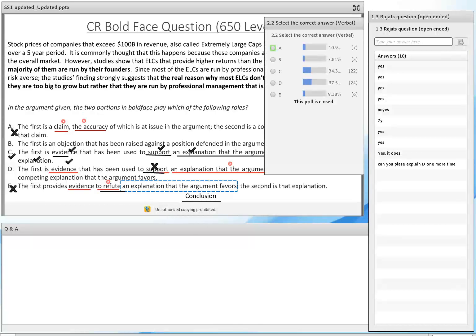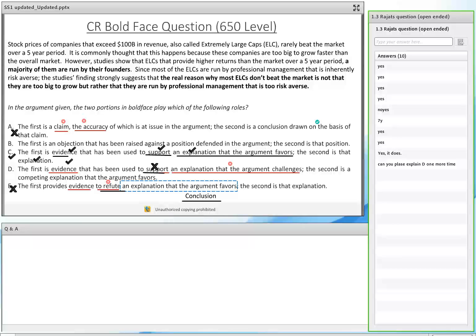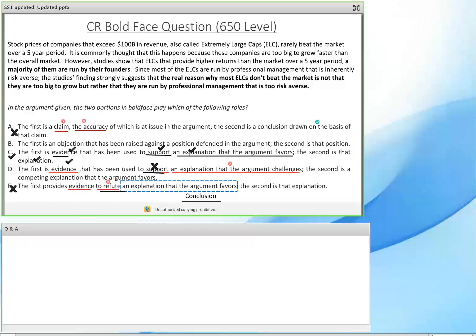Here's how you guys did. 34% of you marked it correct. Choice D, you can really see why it is incorrect, and 37% of you marked it correct over there. I'll explain D again because many of you chose that. So let me just put some text. According to D, what D says is the first statement supports which aspect? An explanation that the argument challenges, which is too big to grow.